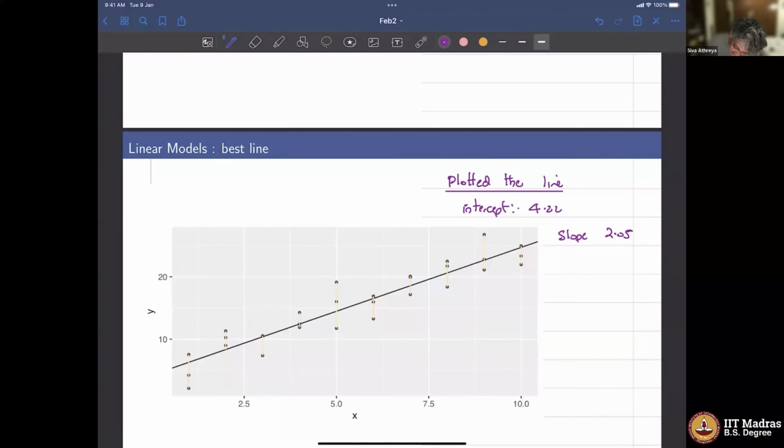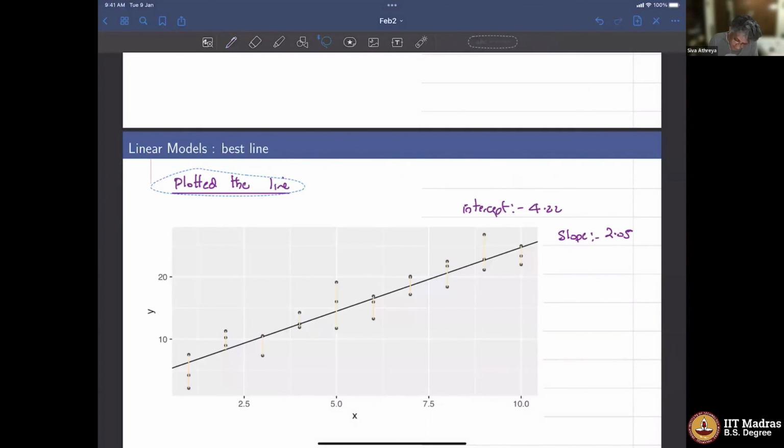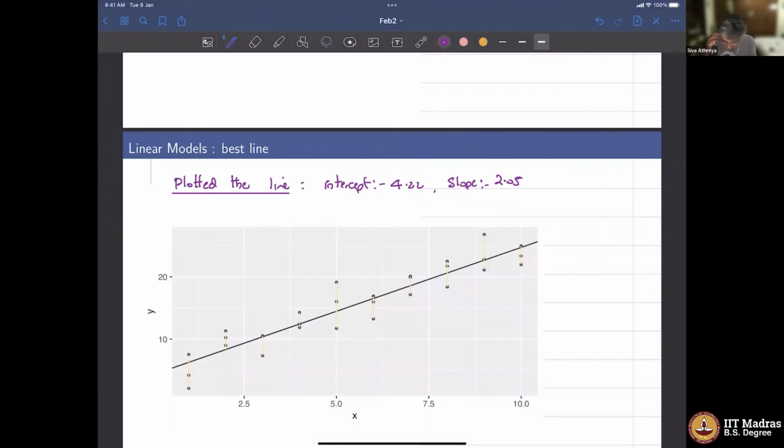But this is the best line under this criterion of minimizing. So you arrange this properly, plot the line, intercept is this, and slope. And you can see this line also has errors, but it seems to provide a good approximation.